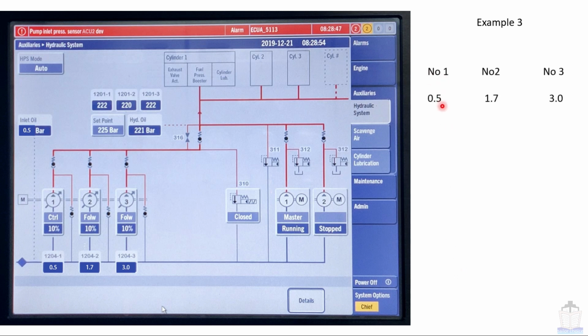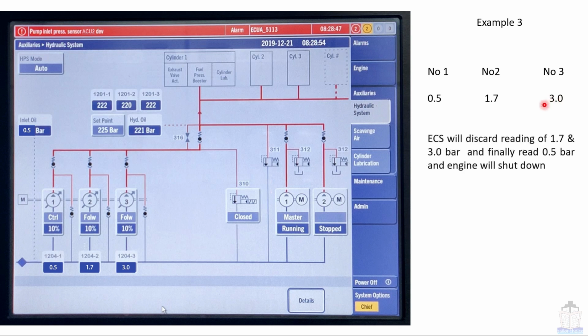Number 1 reading 0.5, number 2 reading 1.7 and number 3 reading 3.0. In this case, the difference between number 1 and number 2 is more than 1 bar, between number 2 and number 3 also more than 1 bar, and between number 1 and number 3 also more than 1 bar. So what action will the ECS take?